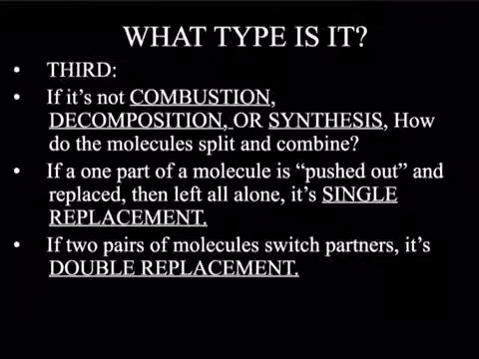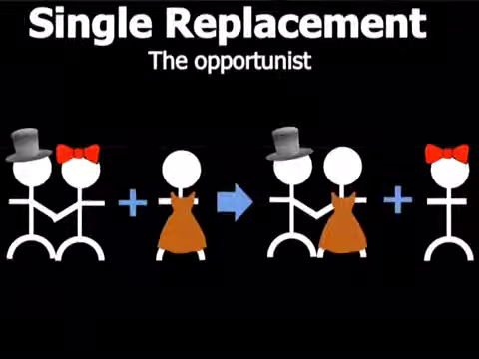Okay, so if it's not combustion, not decomp, and not synthesis, what are some other ways that molecules can split and recombine? Well, there are 2 ways you can do this. If you have a molecule and one part of it is pushed out and replaced, and then left on its own, that's called a single replacement reaction. And then there's one other: if you have 2 pairs of atoms forming molecules, they can split apart and switch partners. In that case, it's called a double replacement reaction.